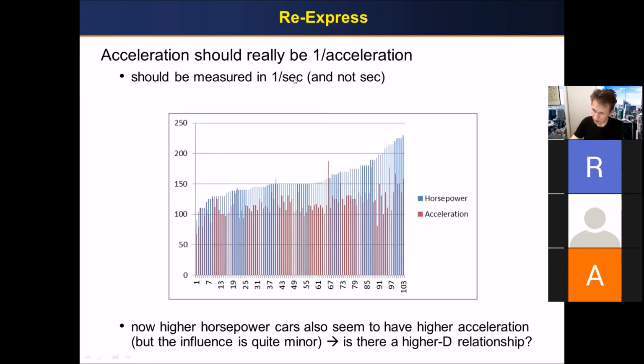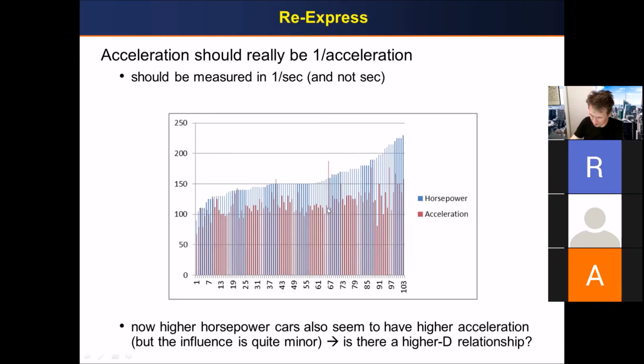It should be measured in 1/second, and not seconds. Now they're more comparable, because now the acceleration goes up as the horsepower goes up. I get more miles per second with higher horsepower. So now it's comparable, and I can see there's a clear relation.